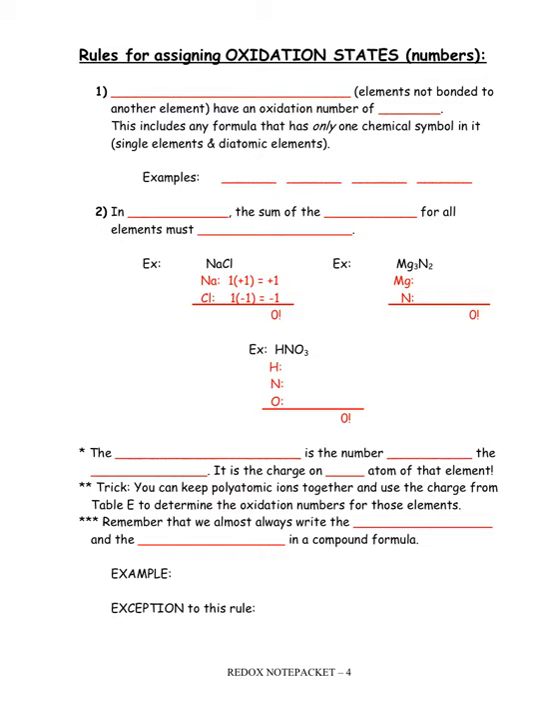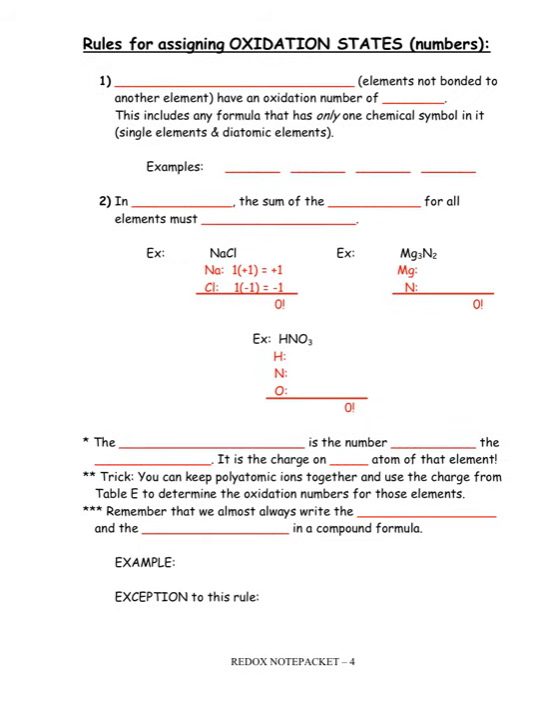Okay, number one, first rule, uncombined elements. That's an element that's not with any other element. It's not in a compound. So elements, let's write this in, not bonded to any other element, have an oxidation number of 0. This seems to be the one that everybody forgets.